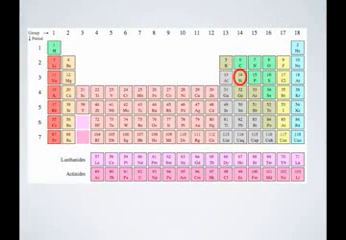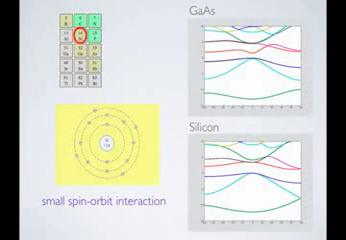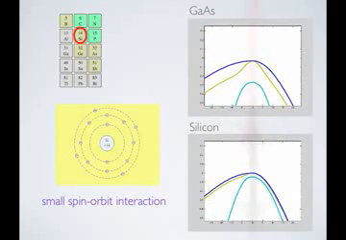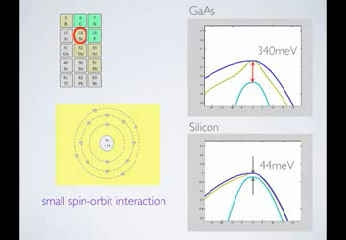Silicon in the periodic table has an atomic number of 14, which is lighter than most other elements of semiconductor materials, indicating its smaller spin-orbit interaction. So for example, compare the band structure of gallium arsenide and silicon. The split-off energy of silicon is about an order of magnitude smaller than in gallium arsenide.